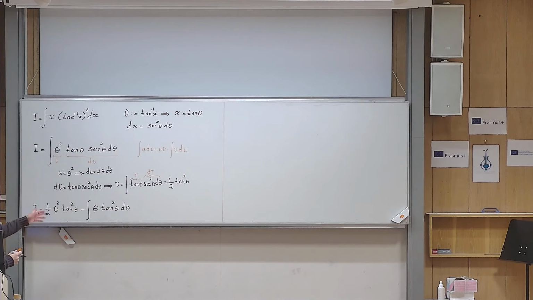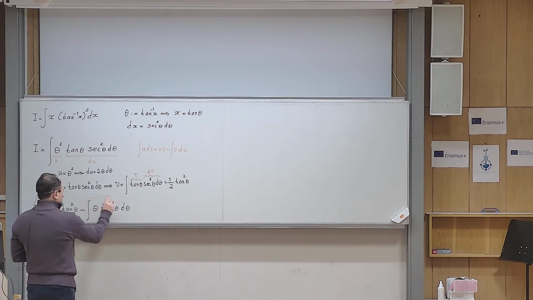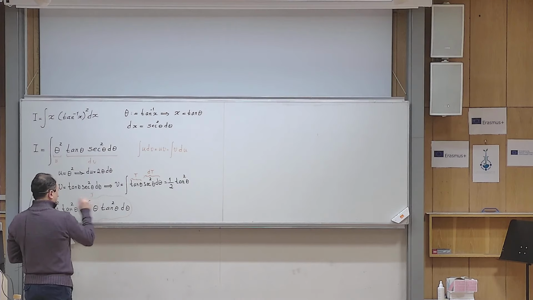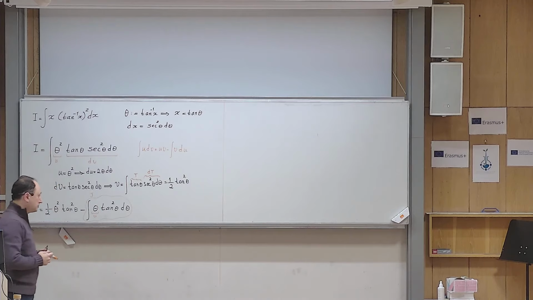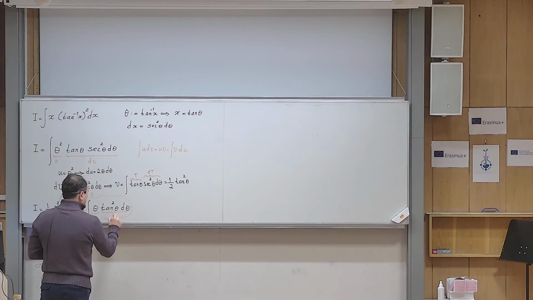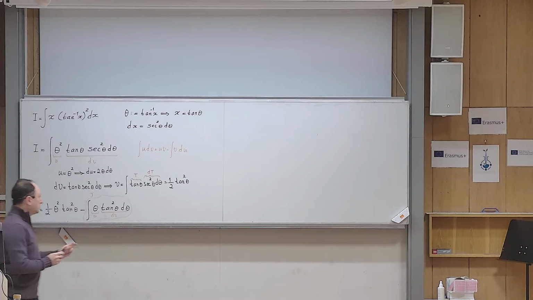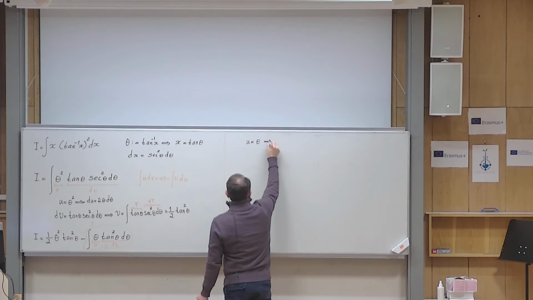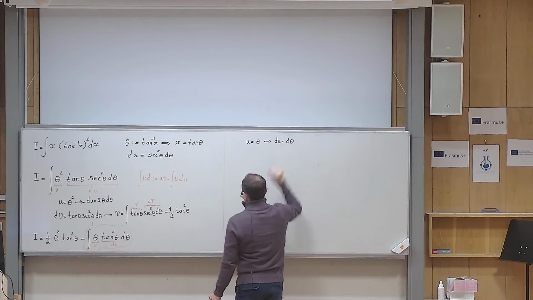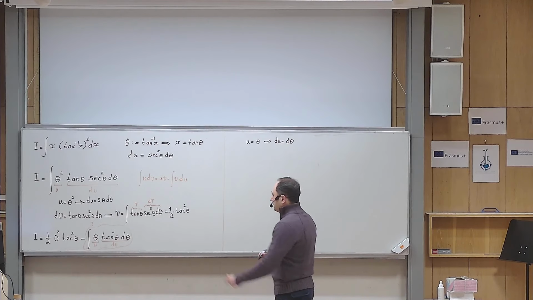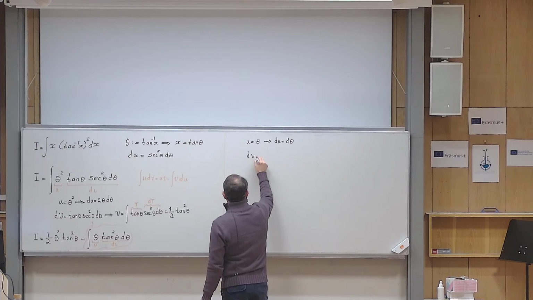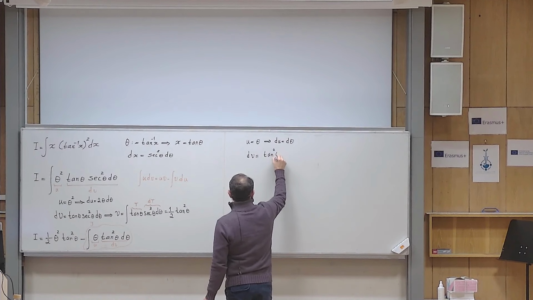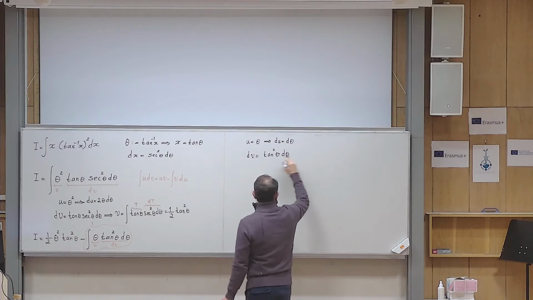Okay, so that is what I have to calculate now. But to calculate this one, which I will give a name J, I want to use integration by parts once more. I introduce this to be u this time, and I want to give this the role of dv. Okay, so what should I write now? u is theta, so simply du is d theta. Yes, and then dv is tan squared theta d theta, and I want to find v.